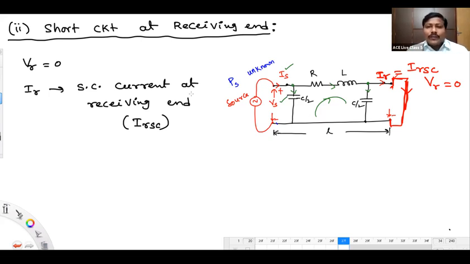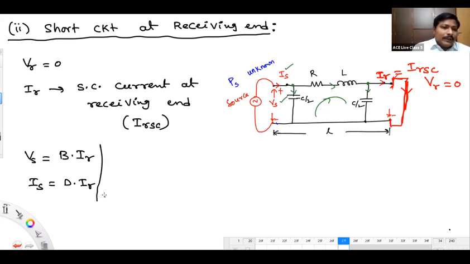Let's move with what we call the ABCD equations. Vs equals AVR plus BIR. AVR is 0, BIR you get. Is equals CVR plus DIR. VR is 0, so you can get D into IR by keeping that receiving end voltage equal to 0.